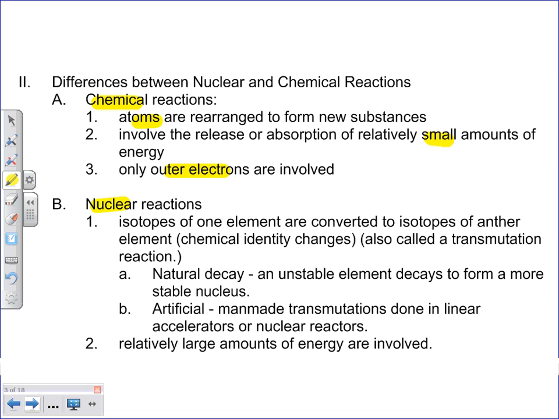In nuclear reactions, we're talking about going from isotopes of one element to isotopes of another element, and that's known as transmutation. And this can occur naturally or artificially. Naturally is just usually when you have these big, heavy, unstable elements that just break down or decay to form more stable nuclei. And then artificially it can be done either in a linear accelerator or in a nuclear reactor. And the big thing to note here is that we're talking about really huge amounts of energy that are involved in nuclear reactions. It's the nucleus of the atom that's breaking apart. It's not just those outer energy electrons.